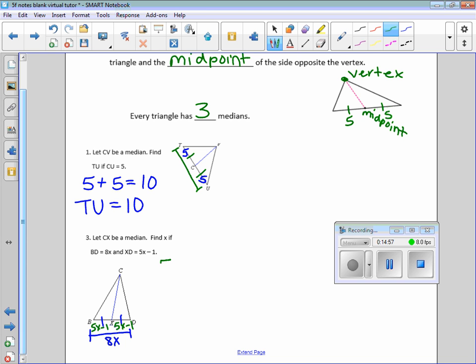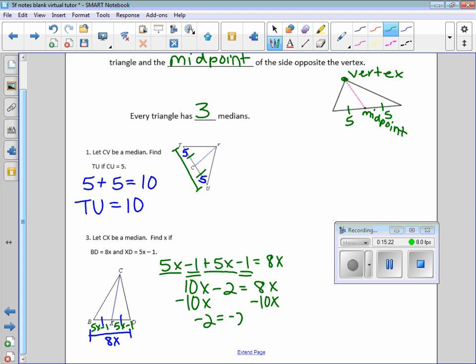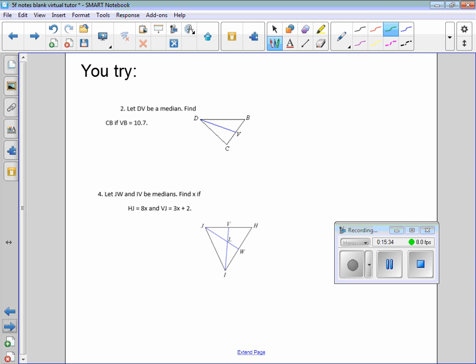So now I can write my equation: 5x minus 1 plus 5x minus 1 equals 8x. Combine like terms, 5x plus 5x is 10x. Negative 1 minus 1 is minus 2, equals 8x. Subtract 10x. That gives me negative 2 equals negative 2x. Divide by negative 2, so x equals 1. Now pause the video and try the next two problems.